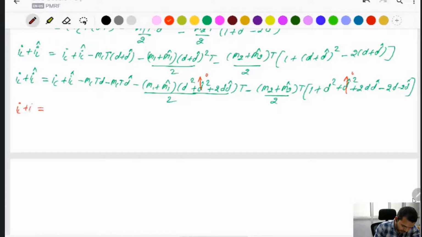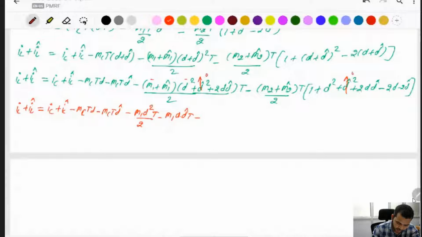Okay, IL plus IL cap, IC cap minus MC T D minus MC T D cap, minus this one multiplied out, M1 D square into T divided by 2. After that, M1 multiplied by this, then we find M1 D cap T, the 2 cancels out, minus M1 cap D square T by 2. Then M1 cap and D cap multiplied both here means two perturbations multiplied in one place, and that is taken as 0. That's why I have not written it here. Only 3 terms are coming.